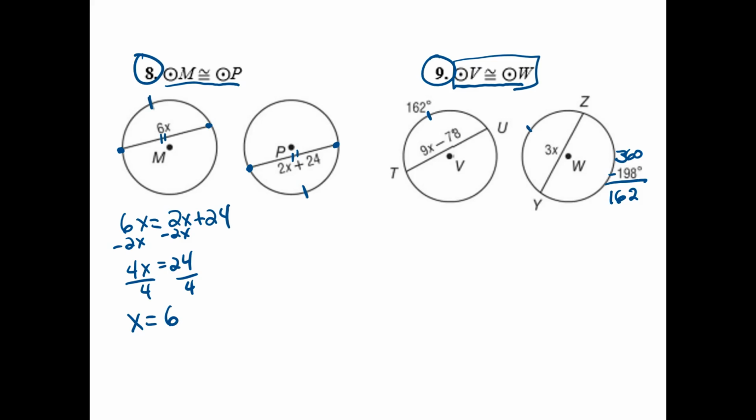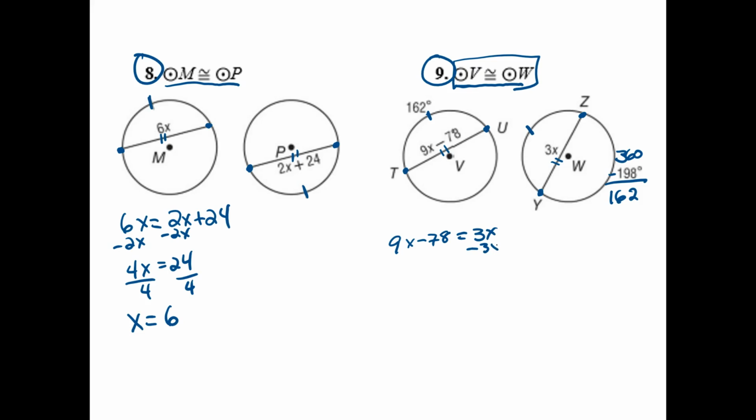So that makes the arc of TU congruent to the arc of YZ. If that's the case, then my chords here are congruent, and I can say that 9x minus 78 is equal to 3x.